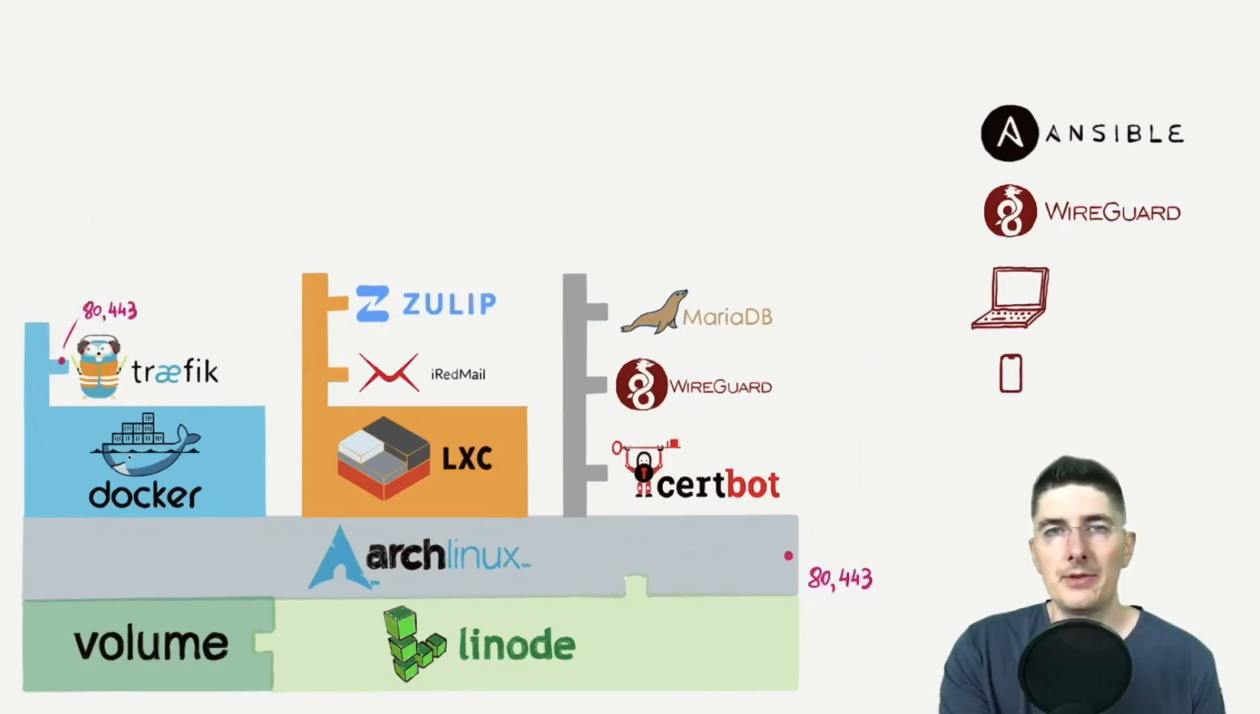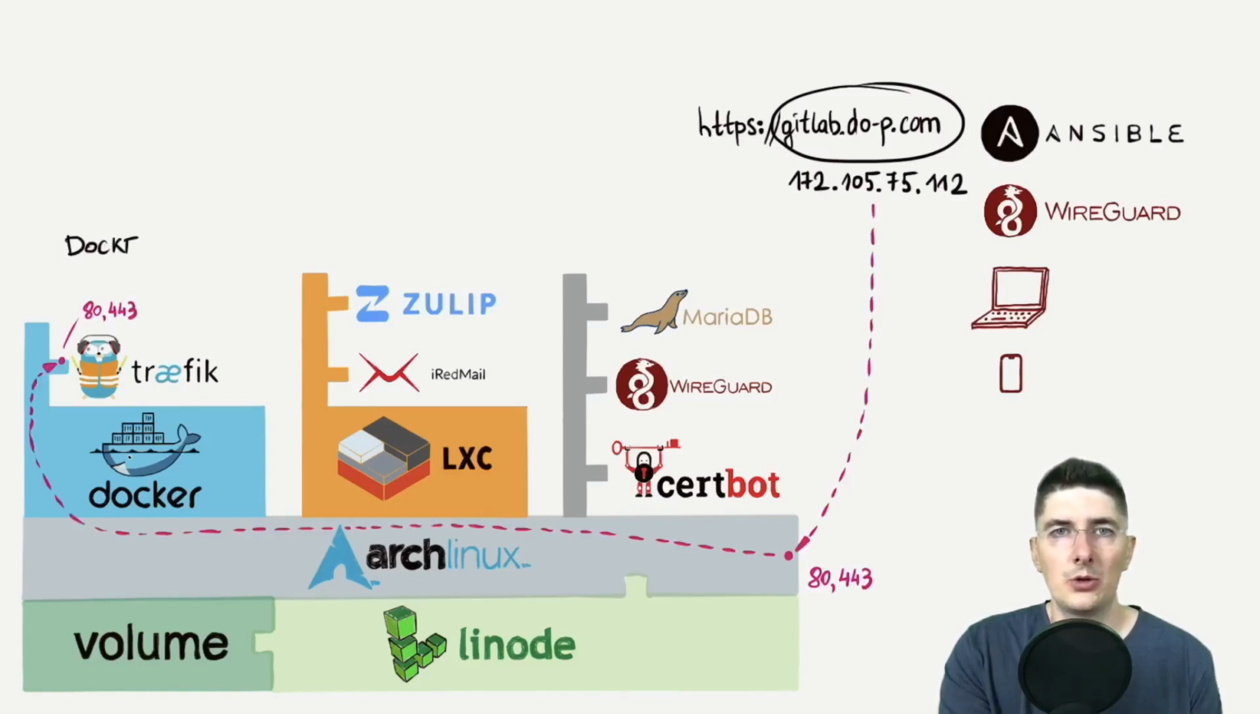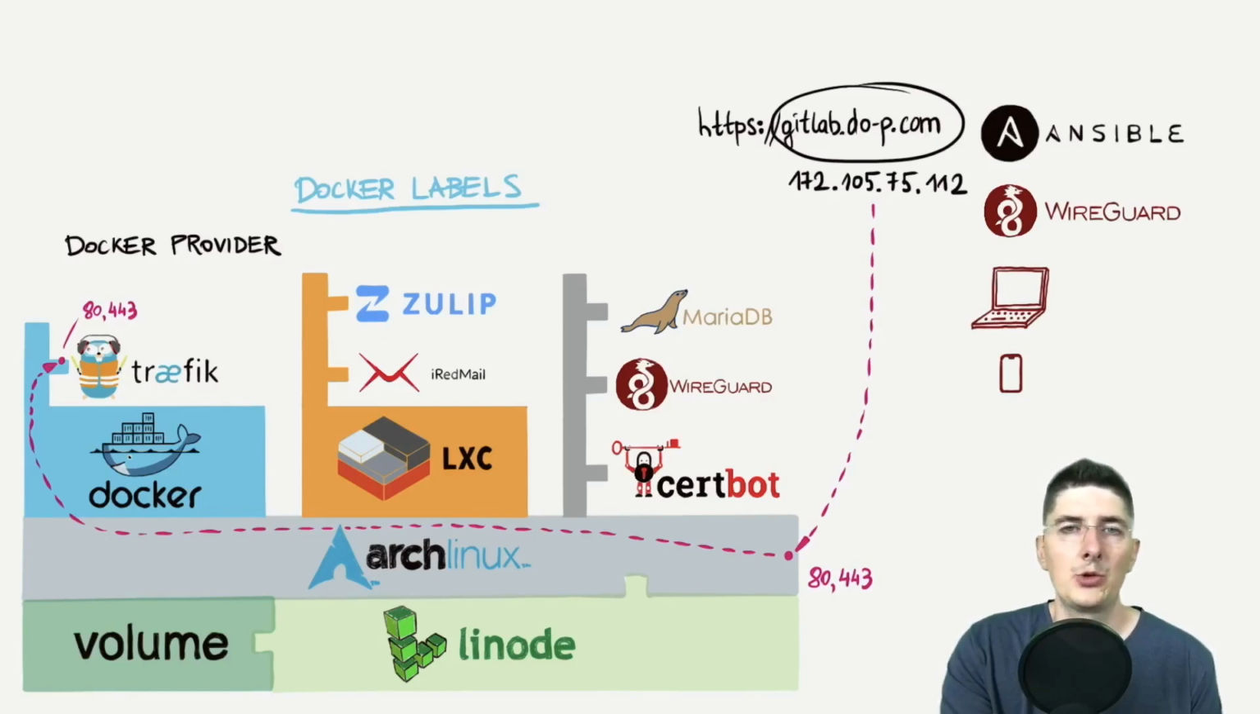In case Traefik needs to route something to some other Docker container, e.g. GitLab after we deploy it, it's even easier. In that case, we'll use a Docker provider. For that to work, we'll have to run a Docker container with some additional labels. You should read the documentation on those, but I'll talk more about them later.